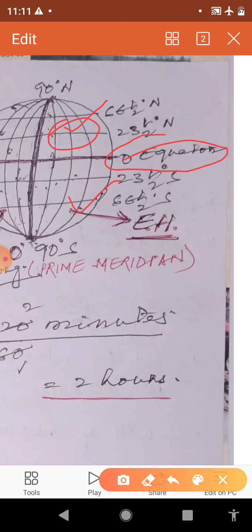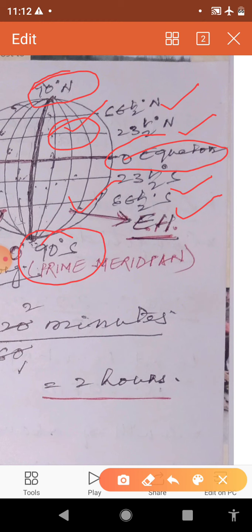Then another important latitude is 23.5 degree northern latitude. It is known as the Tropic of Cancer. 23.5 degree southern latitude is known as the Tropic of Capricorn. 66.5 degree northern latitude is known as the Arctic Circle. 66.5 degree southern latitude is known as the Antarctic Circle. 90 degree north is known as the North Pole and 90 degree south is known as the South Pole. So these are the important parallels of latitudes.